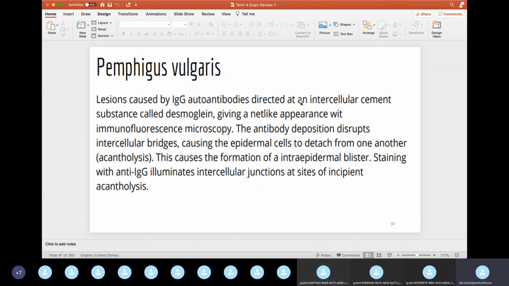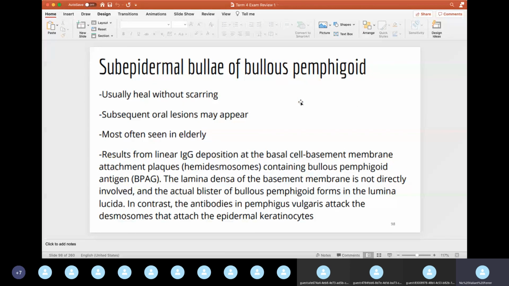So pemphigus vulgaris, what is the defect here? Desmosomes, your E-cadherin, fishnet appearance. Okay. It can also involve the mouth, lesions in the mouth. You're going to learn next term about the different kinds of pemphigus vulgaris, type 1 and type 2. Bullous pemphigoid, you have the hemidesmosomes, bullous bellow, right?